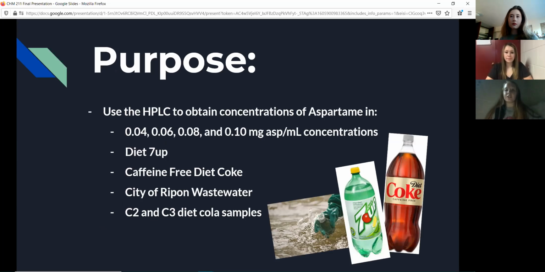The concentrations that we created for stock solutions equated to 0.04, 0.06, 0.08, and 0.10 milligrams of aspartame per milliliter. We also used the same HPLC instrument to analyze concentrations of 4 diet soda beverages, including Diet 7-Up, caffeine-free Diet Coke, as well as 2 unknown diet sodas from the caffeine lab. These are labeled as C2 and C3 accordingly. Lastly, we used the HPLC to analyze the City of Ripon wastewater.